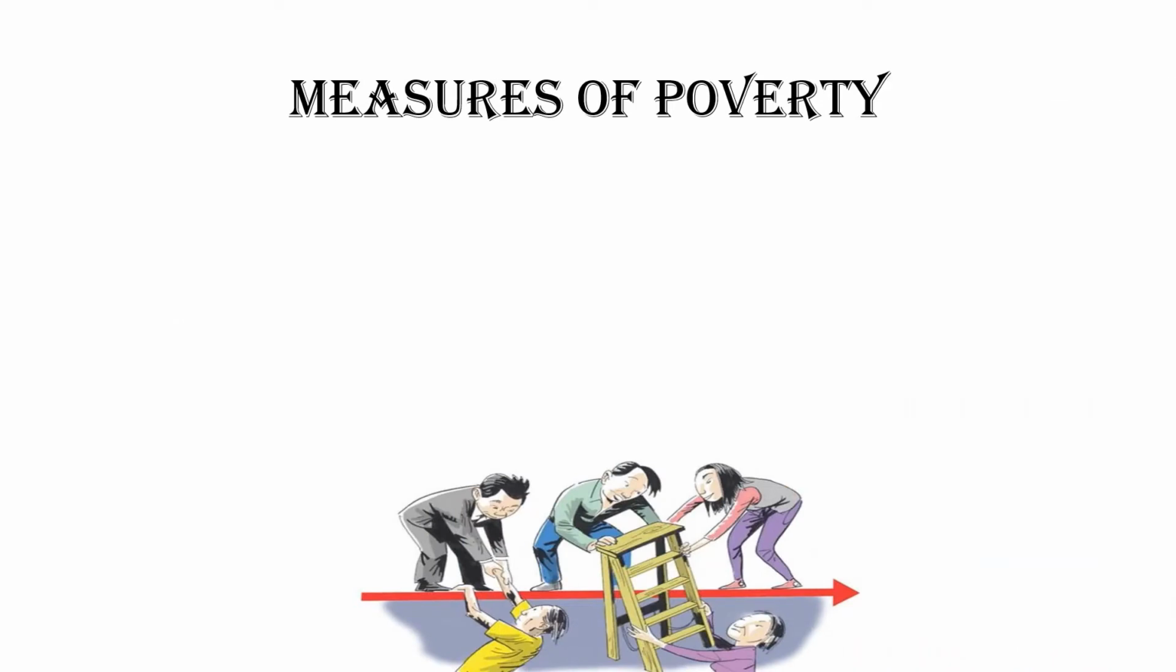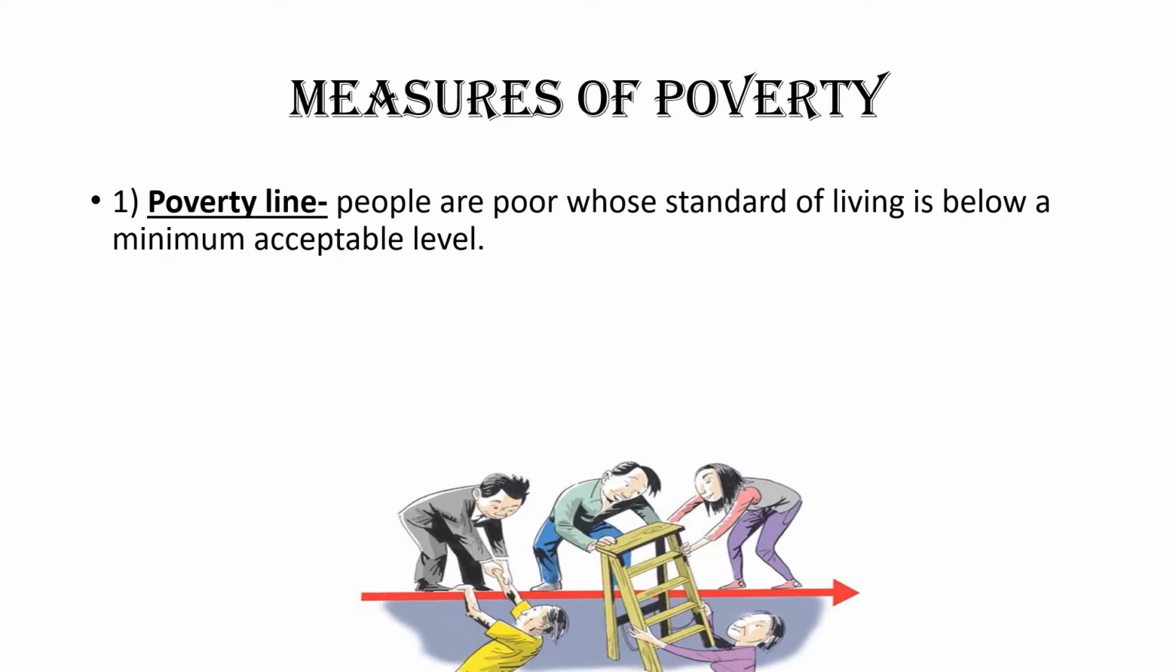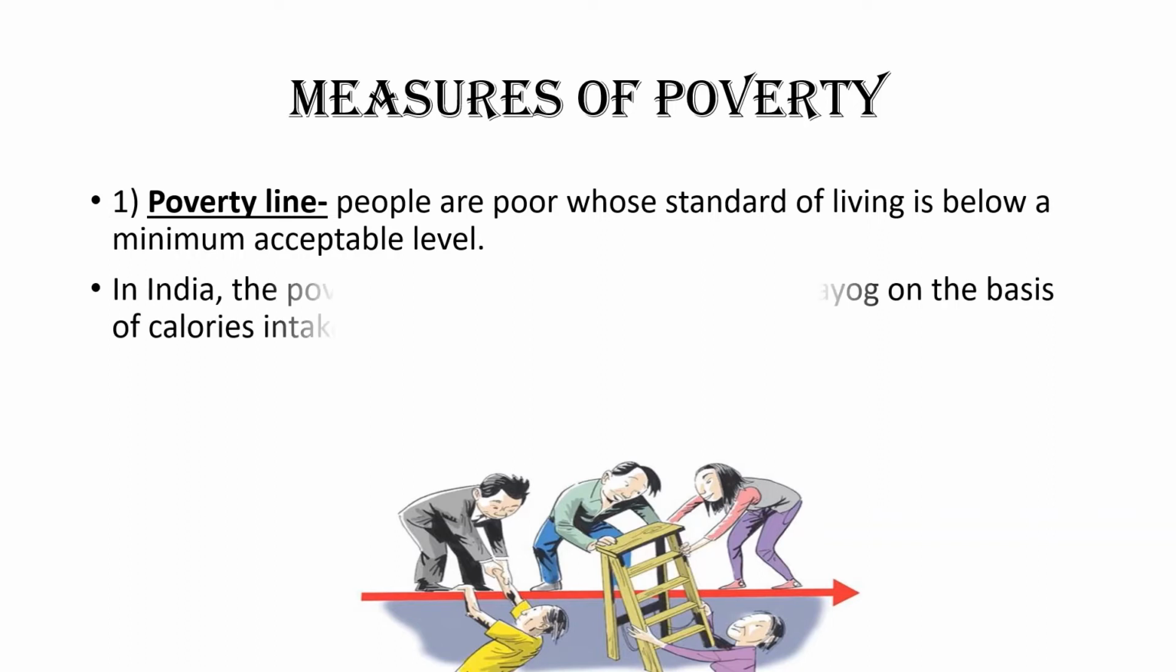The measurement of poverty is needed to plan the policies to check global phenomena, and it can be measured through the following methods. Number one is the poverty line. Under this method, people are counted as poor when their measured standard of living is below a minimum acceptable level known as the poverty line. The poverty line in India is defined as the level of private consumption expenditure which ensures a food basket that would supply the required amount of calories.